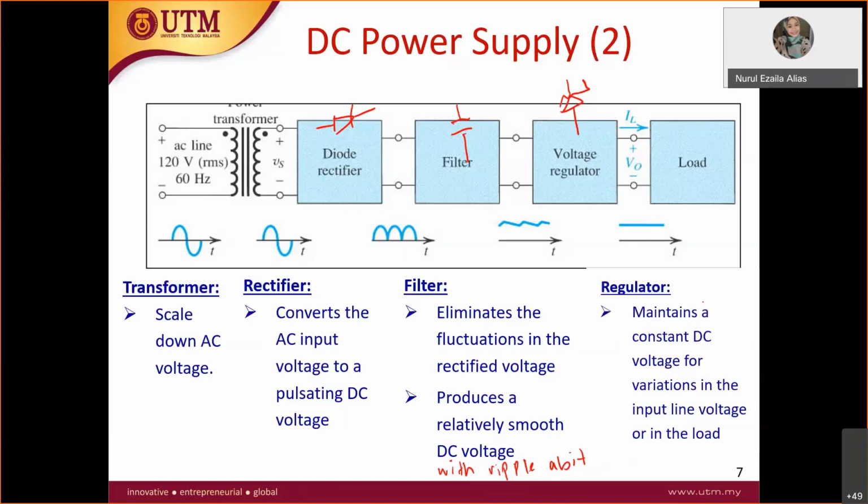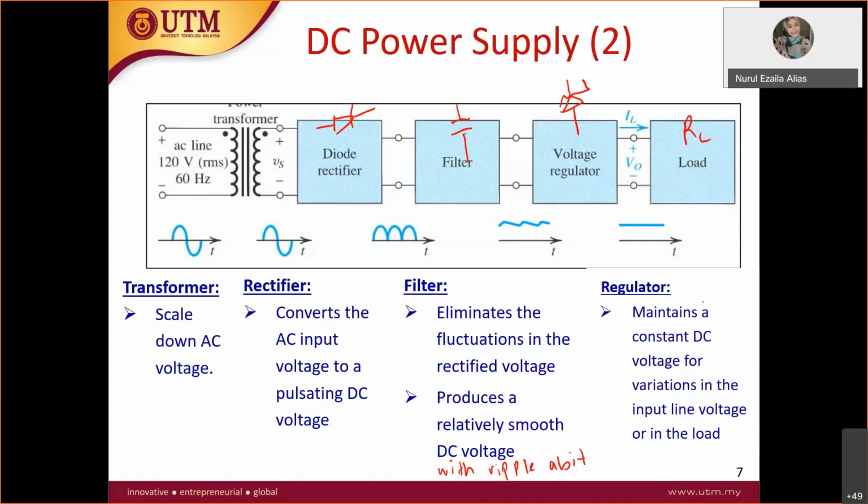So why do we have a load? This load is actually RL, the load resistor. Why do we put a load resistor? Because we want to limit current in any circuit. We put a resistor because we want to limit the current, otherwise your output will have leakages.